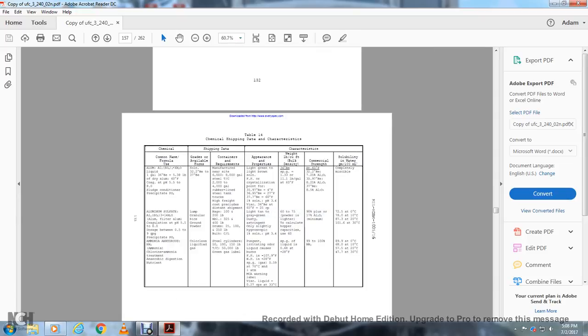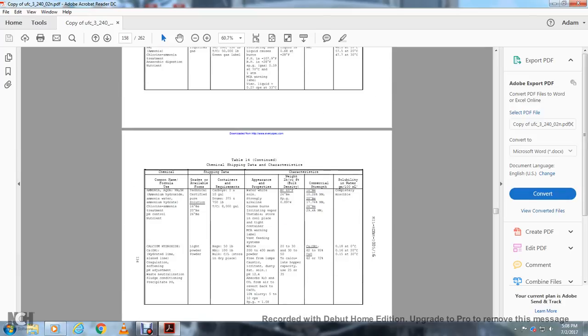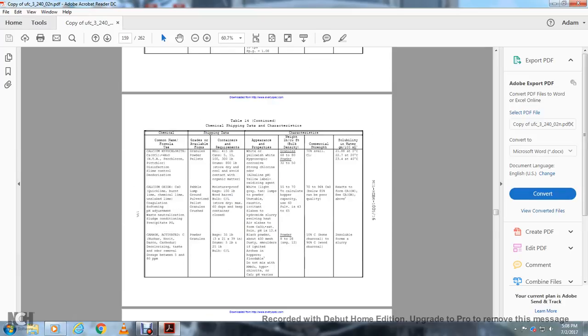Alright, this shows chemical shipping data and characteristics: common name, formula, grades and available forms, containers, requirements, appearance, weight per cubic foot, bulk density, commercial strength, and solubility in water. Continued.